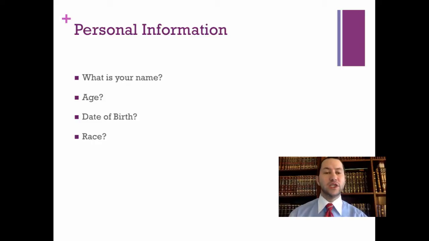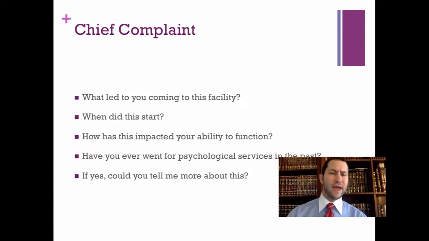You want to get their age, date of birth, their race and ethnicity. These are all demographic information, but it helps you get a better picture of who they are and what they're going through. As you may recall, in one of our first lessons, we talked about diversity factors, and racial and ethnic minorities will come in with potentially unique struggles that other people may not even know. So you want to get that.